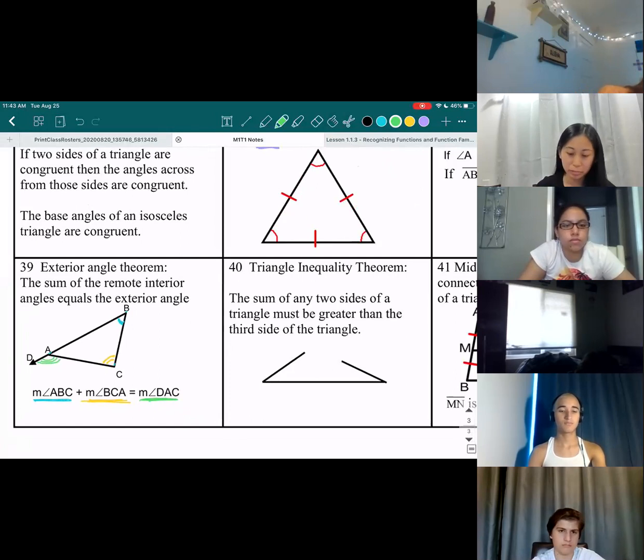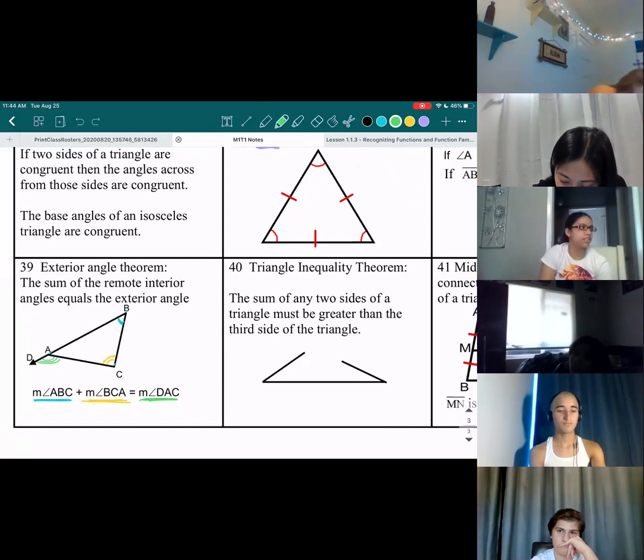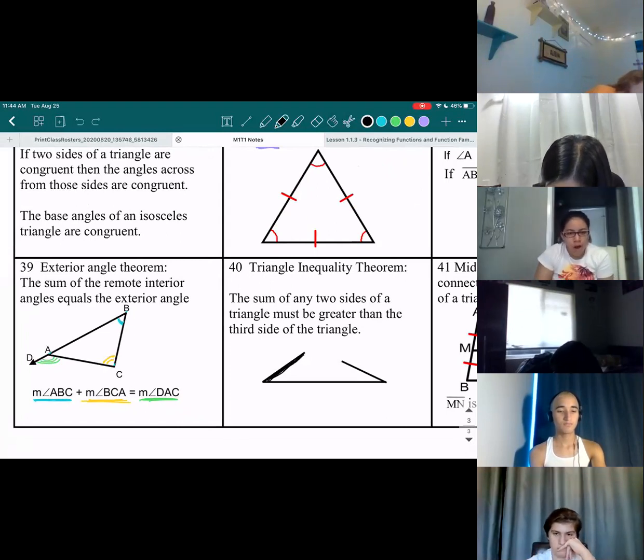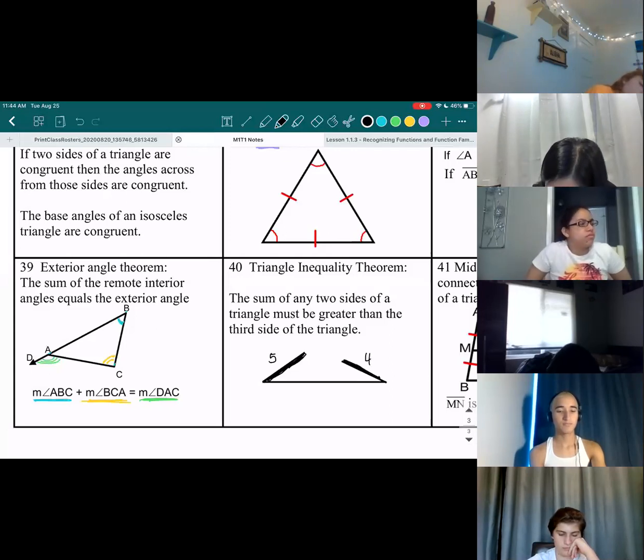Triangle inequality theorem. This says the sum of any two sides of a triangle must be greater than the third side of the triangle. So you cannot have a triangle where, like, this side, that's a really thick line. Let's give these side lengths a measurement so you can visualize it. This one looks like a 5 to me, let's say it's 5 long. This one looks maybe 4 long, a little bit shorter. And this one looks like a 13 to me.